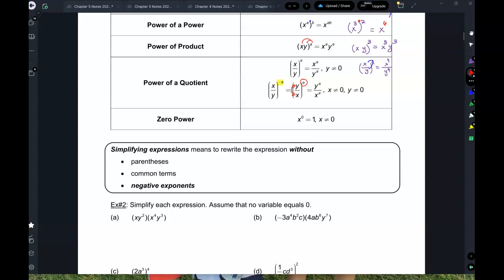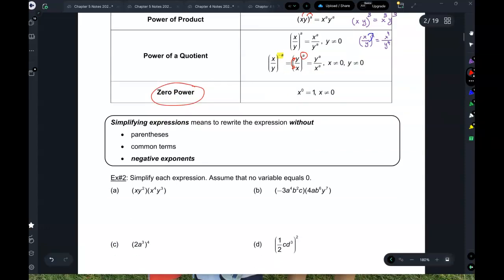Cool? Okay, zero power, what's anything to the power of 0? Oh, no. 1. Anything to the power of 0 is 1. Okay, 5 to the 0, 1. Table to the 0, 1. Okay?